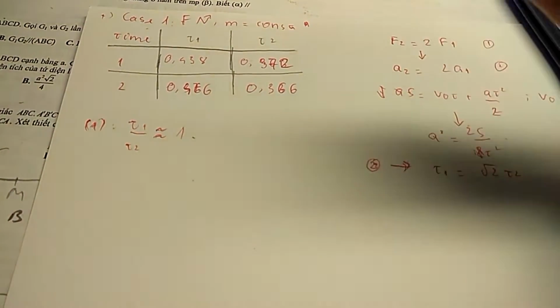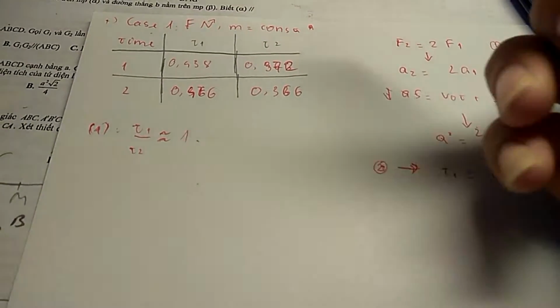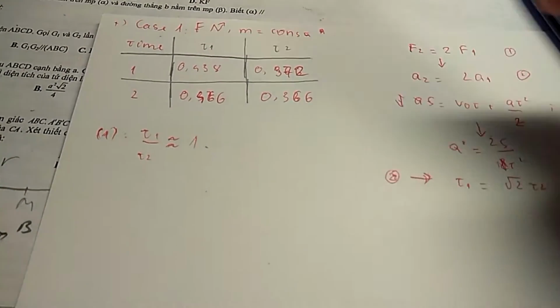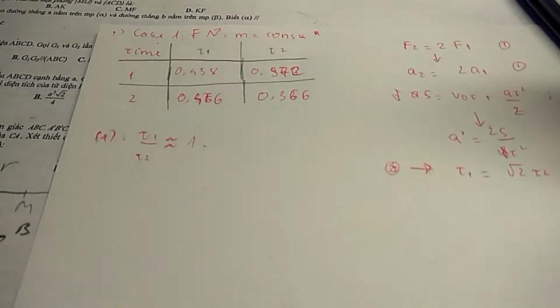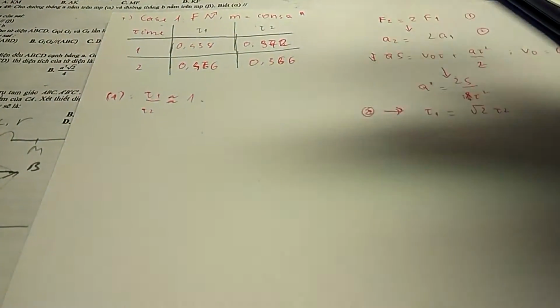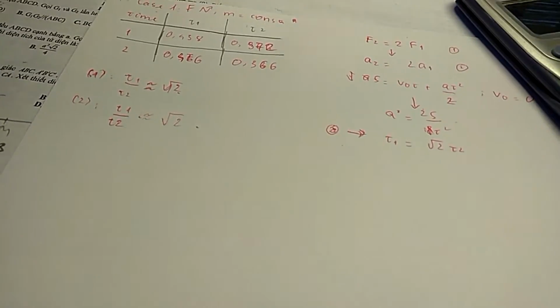Besides, when we conduct the experiment, the effect of friction force can affect the data. So we have the error. And the second time, we also take t1 over t2, and the ratio is also approximately square root of 2. So it is correct.